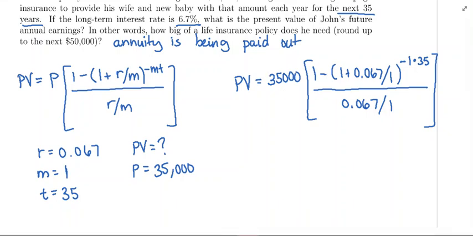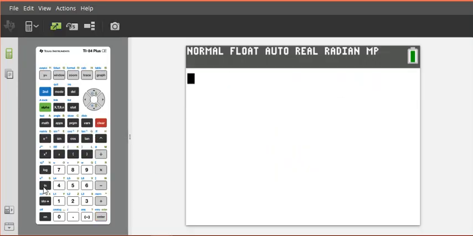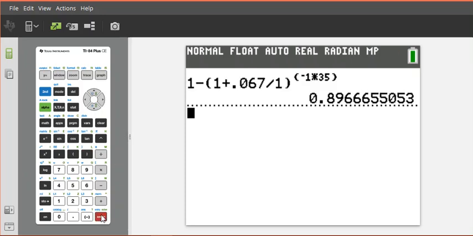So let's try it. Pull up your calculator. I'm going to clear this out. I'm going to start inside the brackets in the numerator. So we're going to have 1 minus, open parentheses, 1 plus 0.067 divided by 1, close parentheses, raised to a power. I'm going to use parentheses just to be safe. My exponent needs to be -1 times 35, close parentheses, and I'm going to get out of the exponent. This is the numerator, so I'm going to hit enter. You have to carry all these digits.